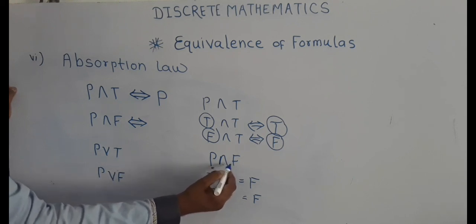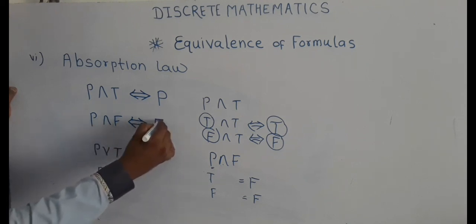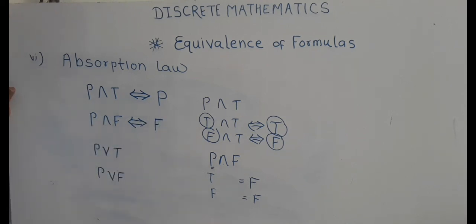If we have AND with a constant false value, then it is always false. That's why P and F is logically equivalent to F.